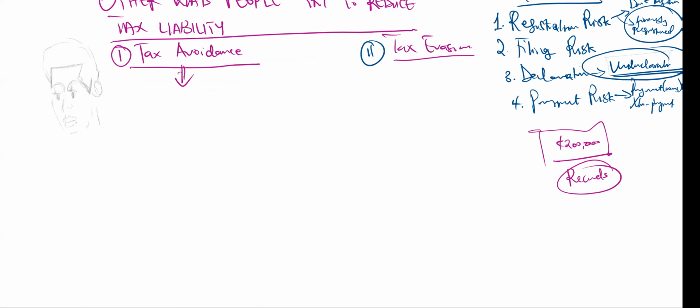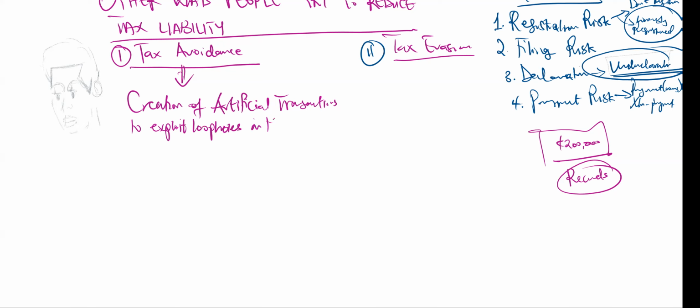So we say tax avoidance is this. Listen, people do not really understand tax avoidance. Tax avoidance is the creation of artificial transactions, right? When we say artificial, it doesn't mean it's not real. It means that the transaction was not there before, but you have created it. So it is the creation of artificial transactions to exploit loopholes in the tax law, to reduce your tax liability, right?